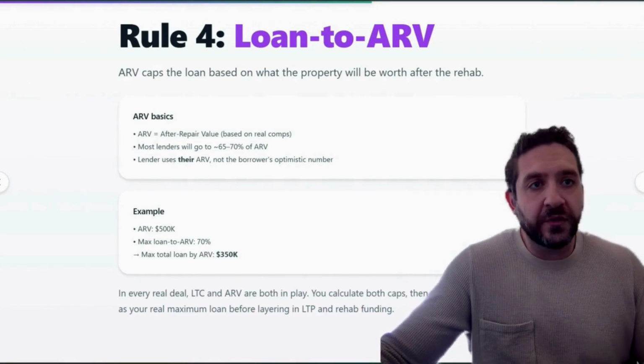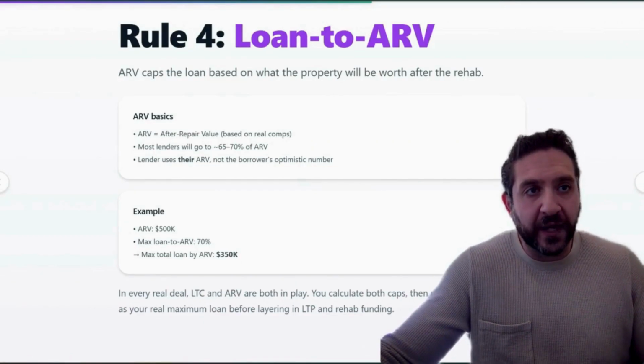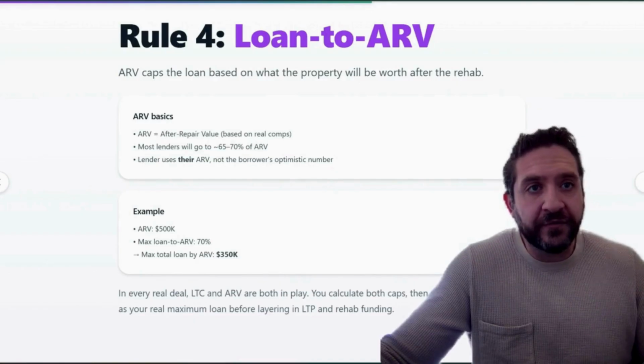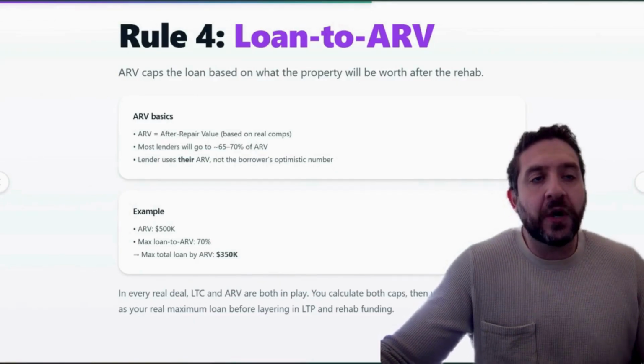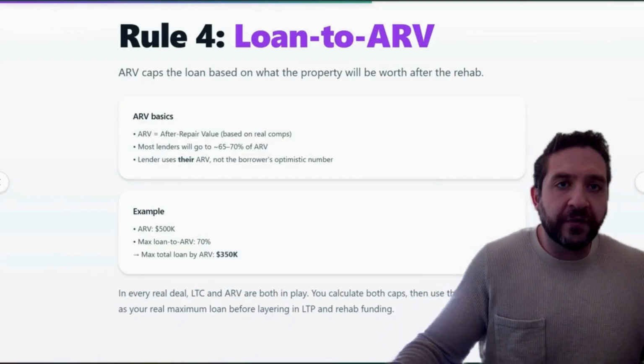But here's the key. Lenders are going to use their ARV, not the borrower's optimistic number, the ARV that appears on the actual appraisal. So if your investor thinks it's 550, but the comps say it's 500, the lender is going to underwrite off of the real number.